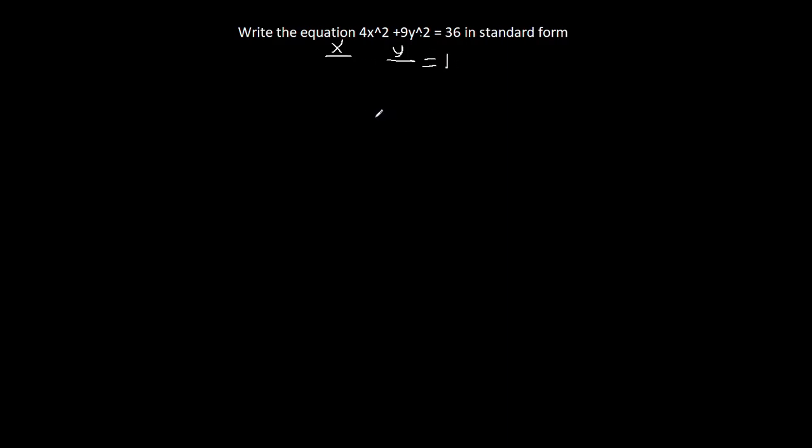The way that I would approach this is to start by getting the 1 on the right hand side. So let's rewrite the equation. We have 4x squared plus 9y squared equals 36. My first instinct would be to divide both sides by 36, to get that 1 on the right hand side. So that's going to be 1, which is what we're looking for. That's the goal of standard form.